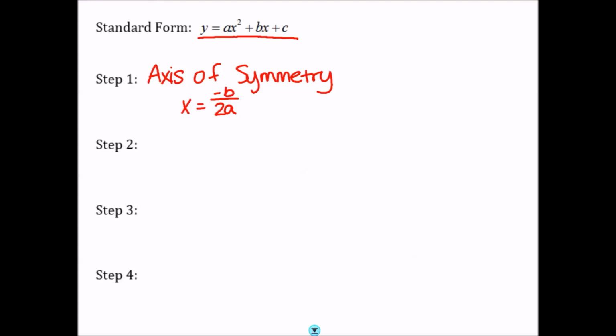Step 2 is to find the vertex. With vertex form, we found the vertex first and then found the axis of symmetry. And the axis of symmetry was the x-coordinate of the vertex. So this time we're working backwards. We're going to use whatever our axis of symmetry was, so negative b over 2a, as the x-coordinate of our vertex. And then to find the y-coordinate, you need to plug that value in for x in the equation.